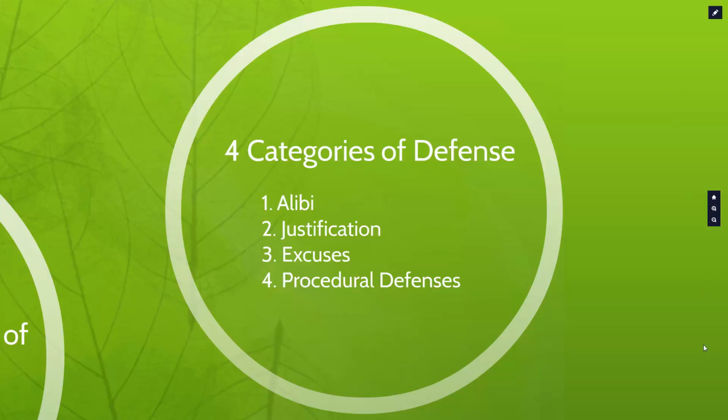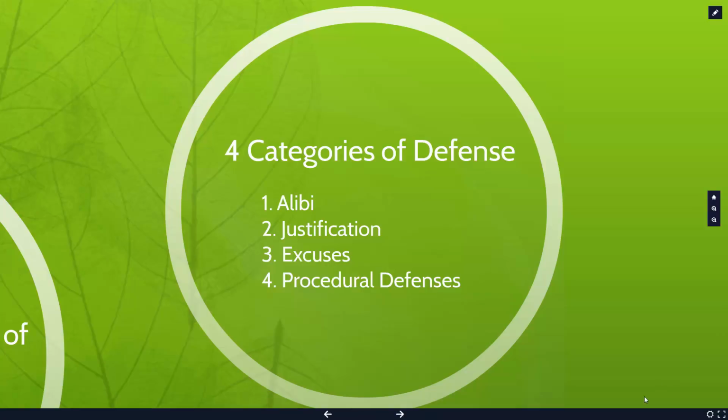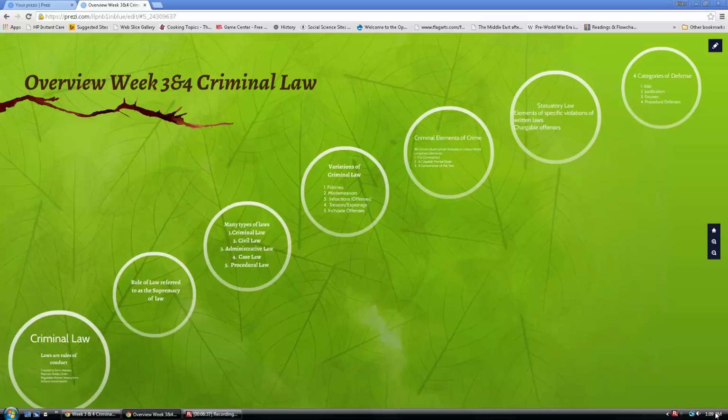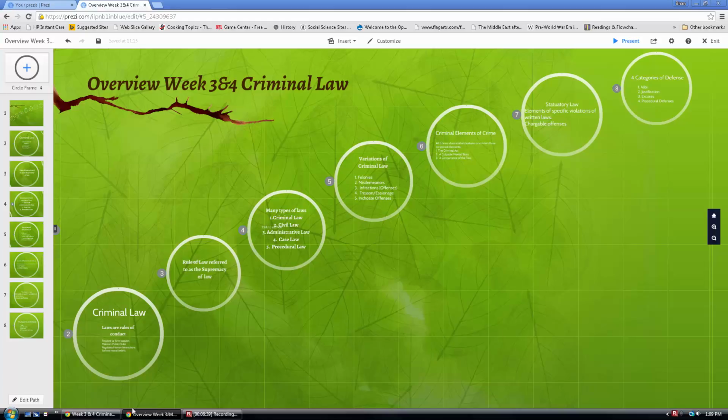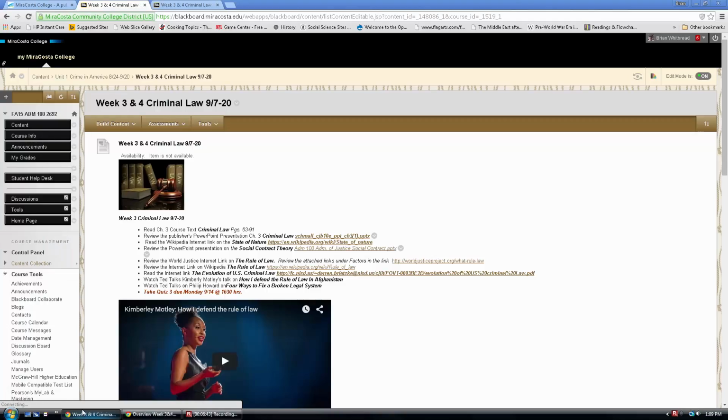That basically is what your chapter talks about. I'm going to go through weeks 3 and 4 with other topical material that you're going to be required to do. Like I said, you have to read chapter 3 and also review the criminal law PowerPoint presentation by the publisher. This will consolidate the readings quite a bit.